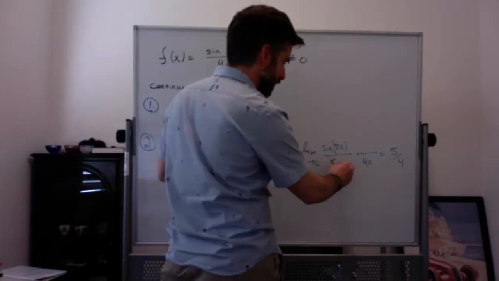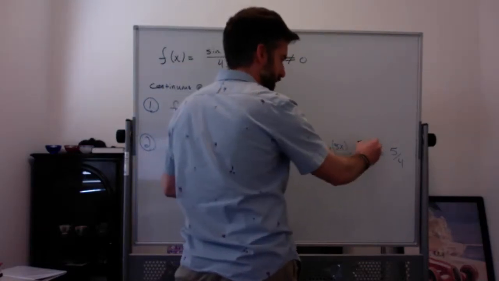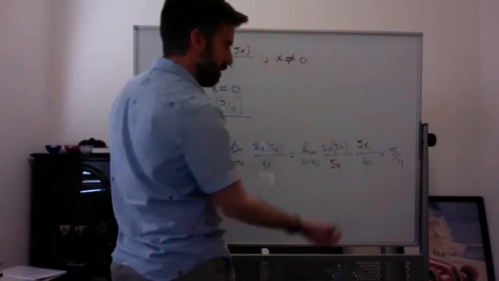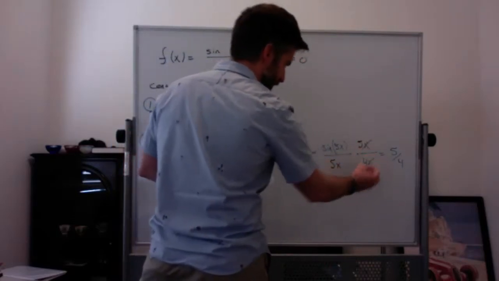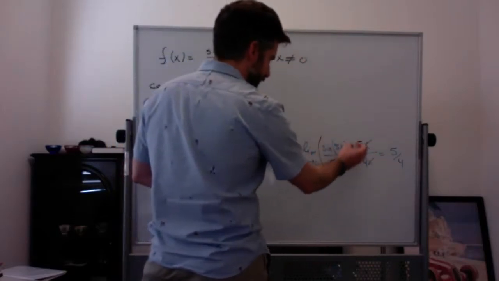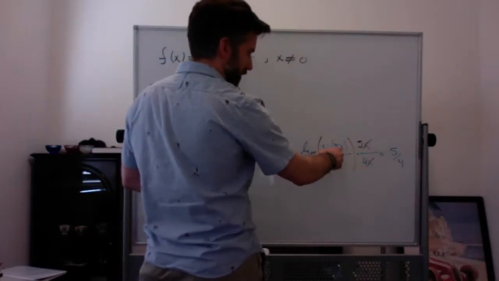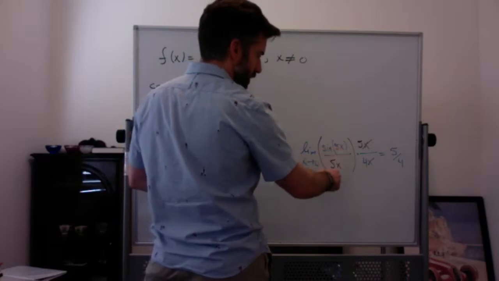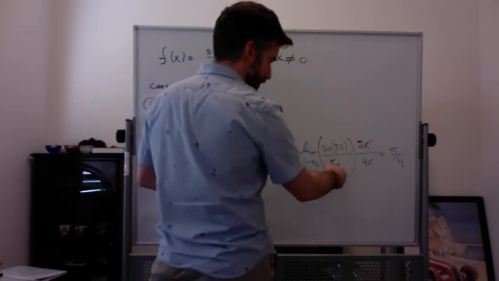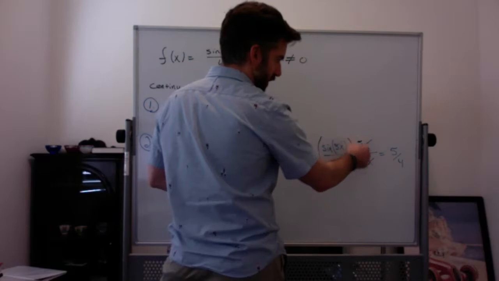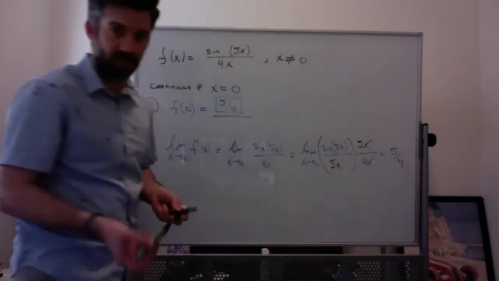Then if I divide by 5x, I also have to multiply by 5x to cancel it out. And then the x's cancel here. And the limit as x goes to 0 of sine of 5x over 5x, since these are the same and both going to 0, this is going to be 1. So I get 1 times 5/4, which is 5/4.